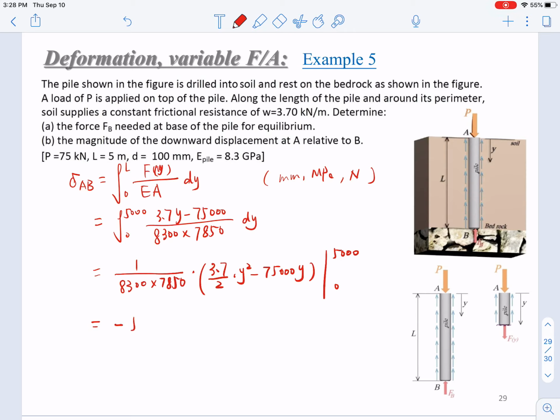The result will be negative 5.04 millimeter. Okay, this has to be negative, since you're pushing on top of this pile. You're adding a P to push it, so this displacement of point A will be downward. This AB will be shortened. Right, so this negative sign is just reasonable.